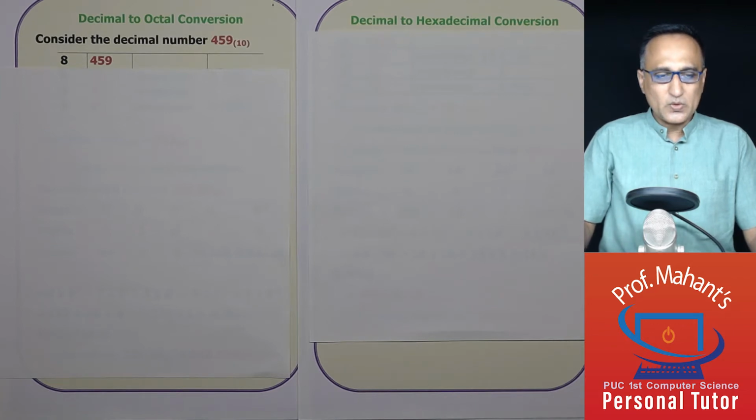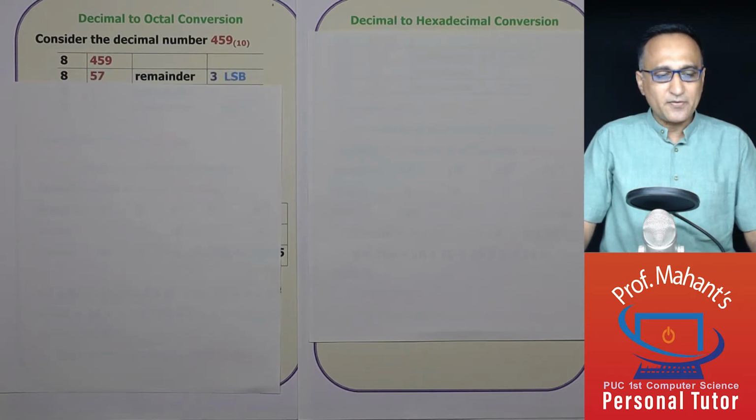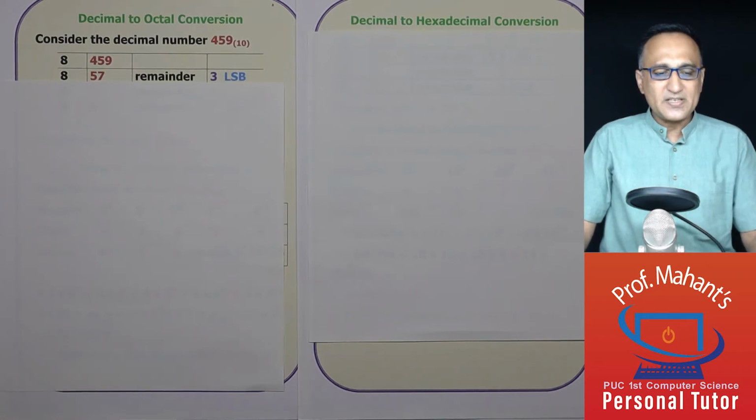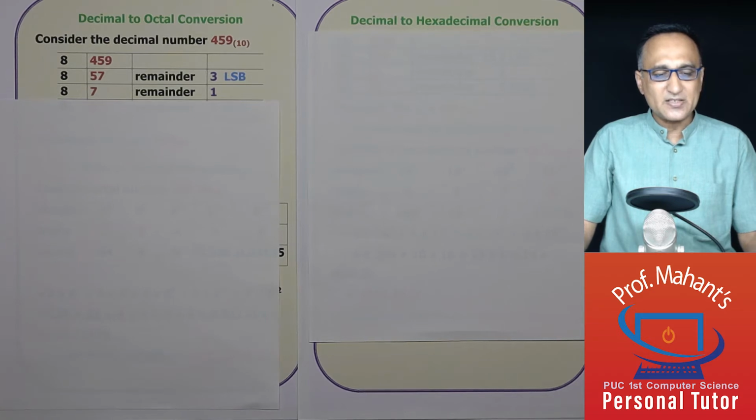If I need to convert this decimal number to an octal number, I need to start dividing it by 8. So when I divide 459 by 8, 57 into 8 is 456. So the remainder is 3. Now 57 is divisible by 8. 8 sevens are 56. So the remainder is 1.